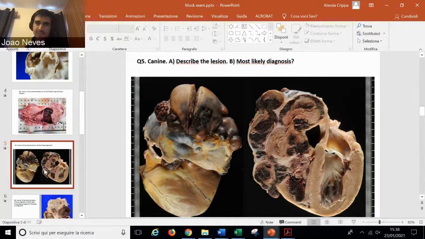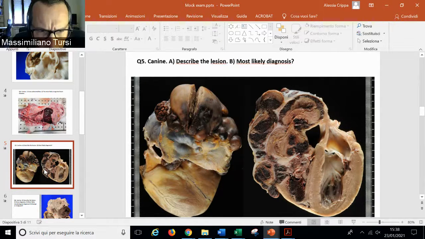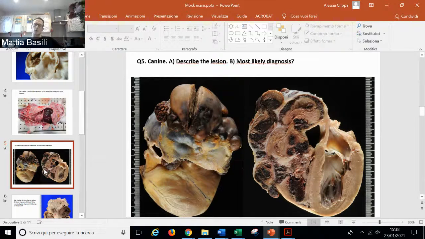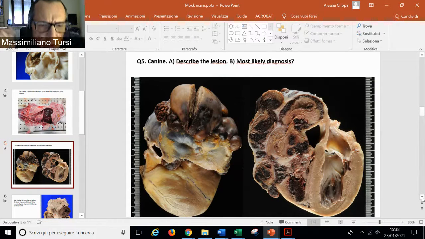Okay, thank you. Other question? Only a quick one. Maybe you mentioned it and I missed it, sorry, but the red spots disseminated in the heart, the red regions: is that just blood? Yeah, usually, that's a good question, Mattia.